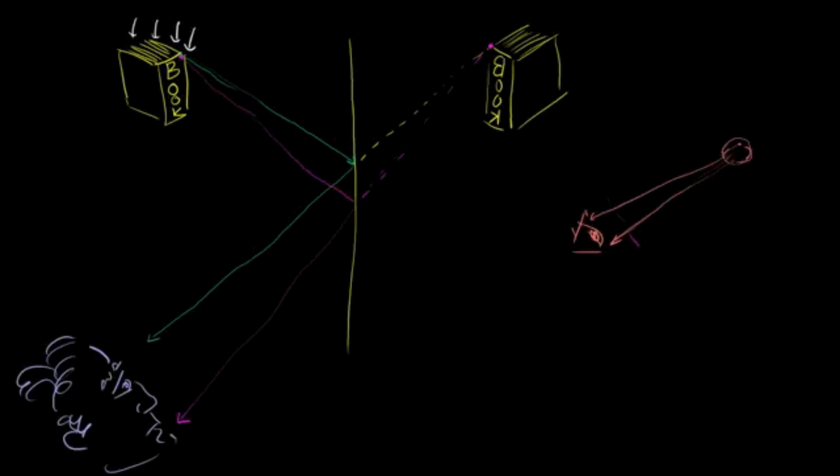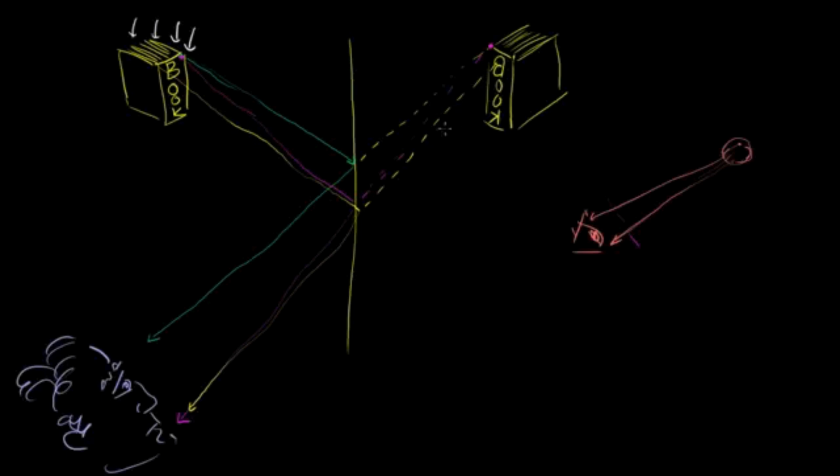I could just draw another ray right here to make it clear. If this ray is coming like this, now it will reflect and come out back like this. To this observer, it came from that point right over there. So he sees a flipped version of the book.